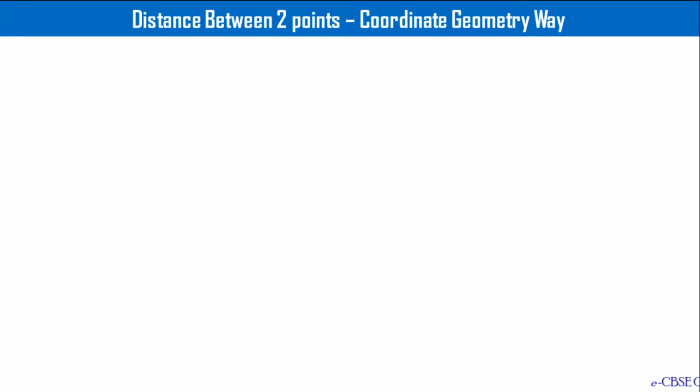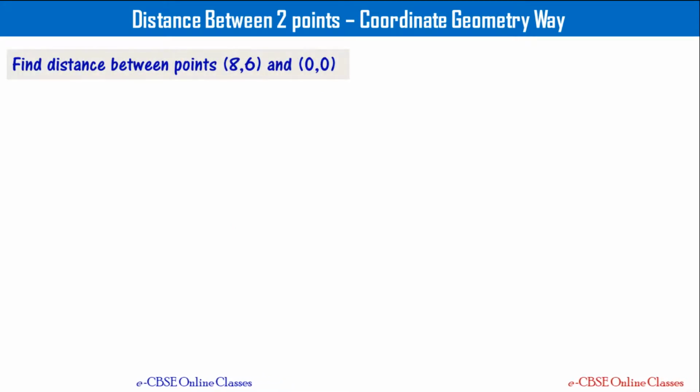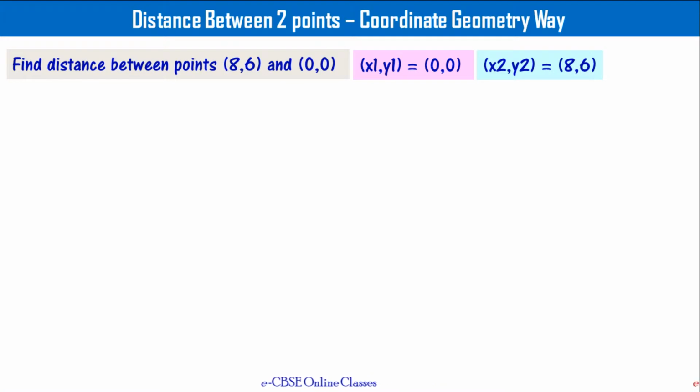Now let's compute the distance between 2 points the coordinate geometry way. In the previous cases, we were dealing with Pythagoras theorem after constructing the triangles, right? Let's now do it the way given by coordinate geometry. Find the distance between points (8, 6) and (0, 0). It essentially means that we want to find the distance between the point (8, 6) and the origin. So to do the coordinate geometry way, we are defining (x1, y1) equal to (0, 0) and (x2, y2) equal to (8, 6).